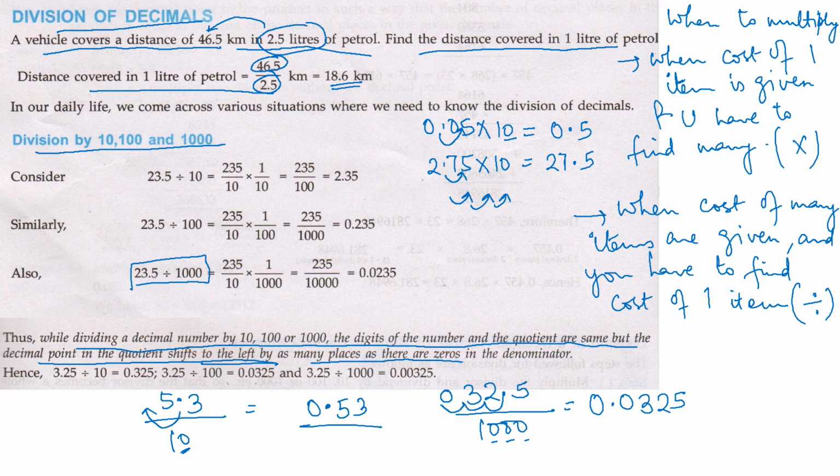Look here, 23.5 by 1000. I don't know why they have written it this way. Anyways, if I write it directly as 23.5 by 10,000, so 3 digits after the decimal: 1 place, 2nd place, 3rd place, nothing is there. We will write a 0. So the answer will be 0.0235. Okay.